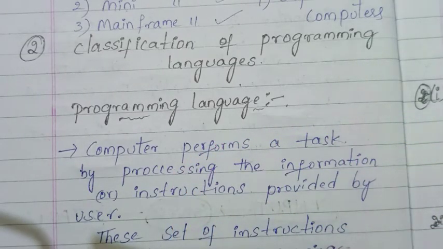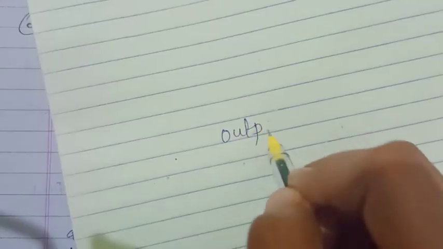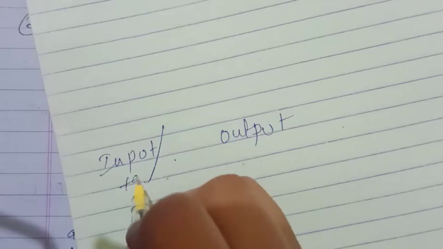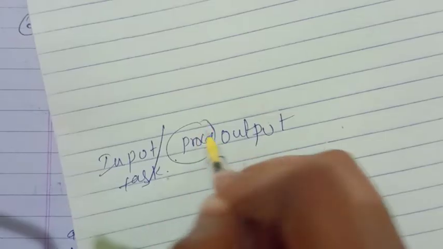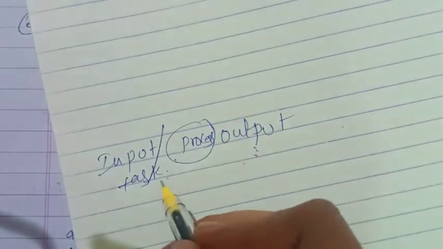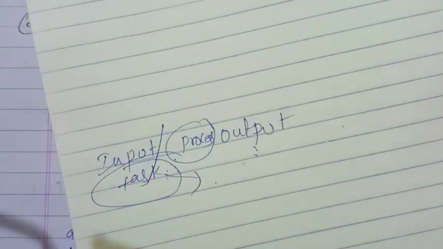So how will we get that information, or how will we give a task to the computer? Usually we know the computer provides output by taking input, or if we provide any task to the computer, it processes that task to provide output to us. But how do we tell the computer to perform a task for me? It is not like a person: if we tell a person to add two numbers, 5 and 10, they will provide the output as 15.